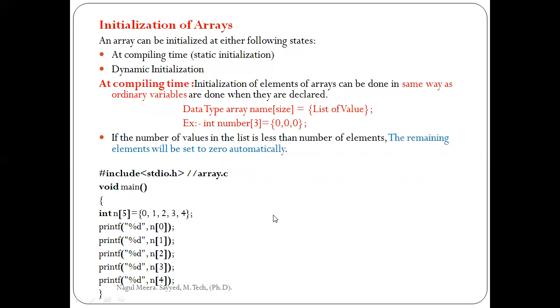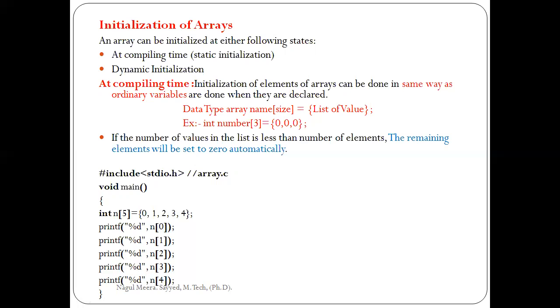The example program was already discussed. Here, int n of 5. Here n is my one-dimensional array. It can store 5 values. These are our values. How do we print them? Simply with printf we can print all these values. This is nothing but initialization of the array at compilation time.